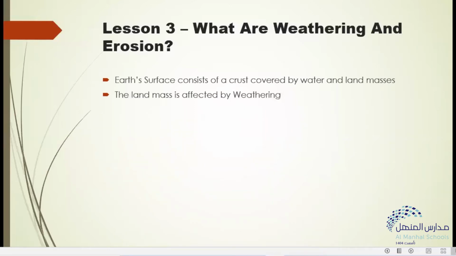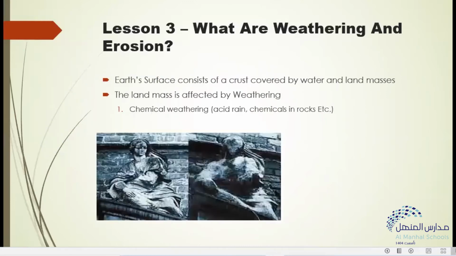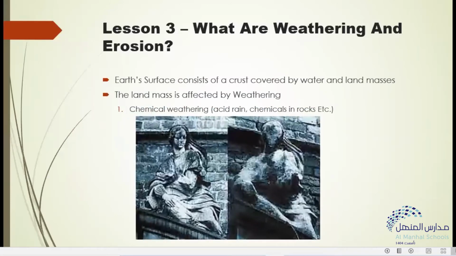The land mass is affected by weathering. Now you get two types of weathering. Chemical weathering, that is acid rain, chemicals in the rocks that change by interacting with water. In this example, we can see that the statue has lost most of its features due to acid rain and wind blowing on it.